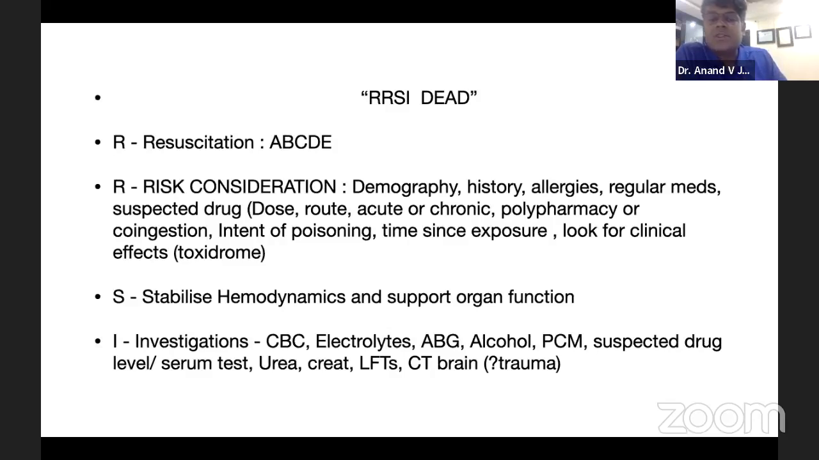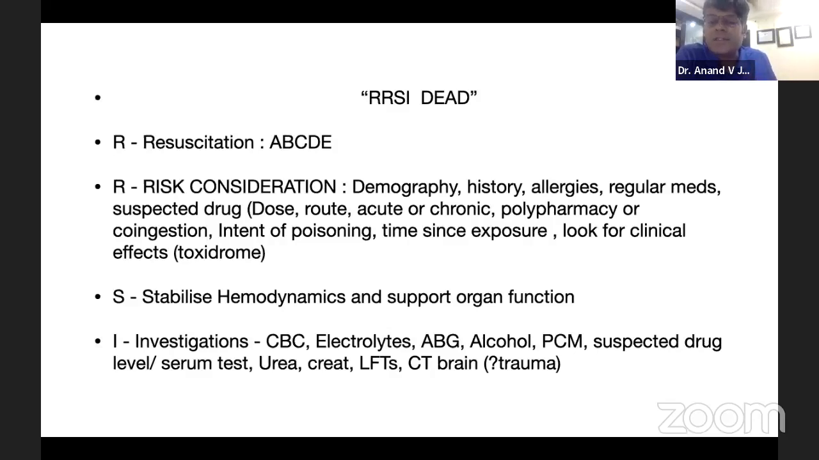Third thing is the investigation. Basic investigations which you need to send, at least that will give an idea about your toxidromes, will be CBC, electrolytes, ABG. Look for the anion gap, and look for the drugs which will cause high anion gap metabolic acidosis and low anion gap metabolic acidosis. Drug alcohol levels, paracetamol levels, suspected drug levels, or serum tests like RBC acetylcholinesterase level, all those things you need to send early, not after the patient has stayed in the ED for 6 hours waiting for the billing clearance. You have to take the blood and start the treatment.